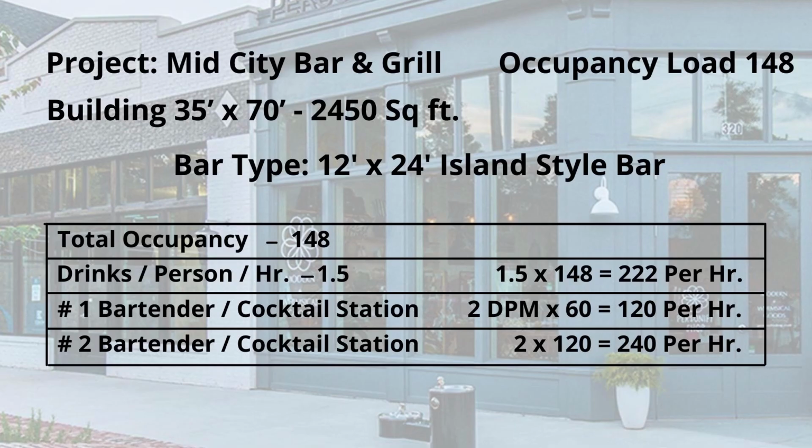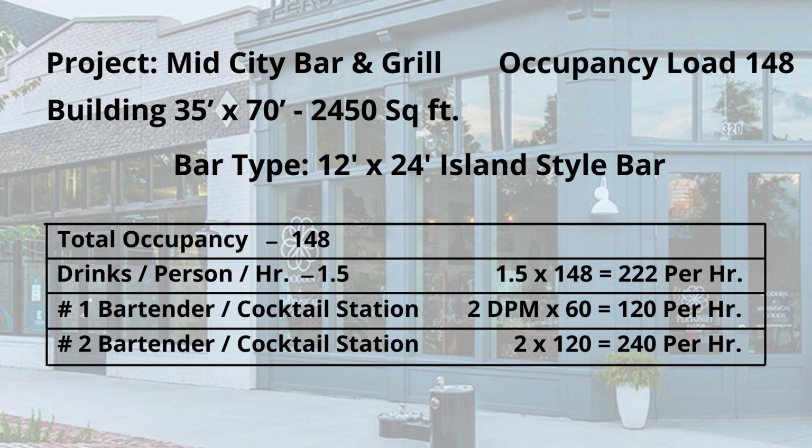Our customer has selected a location in a downtown area that has a maximum occupancy load of 148 people. Based on a recent study by Harvard University, the average bar patron drinks approximately 1.5 drinks per hour. So, if we multiply 1.5 times our occupancy load of 148, our total drink production for our bar will need to meet or exceed 222 drinks per hour.